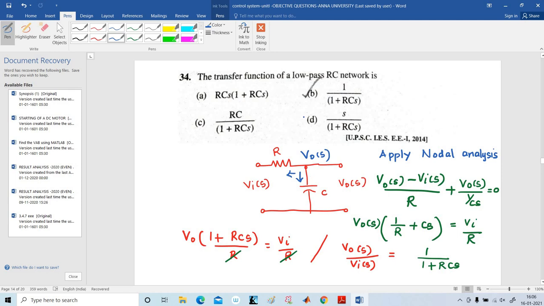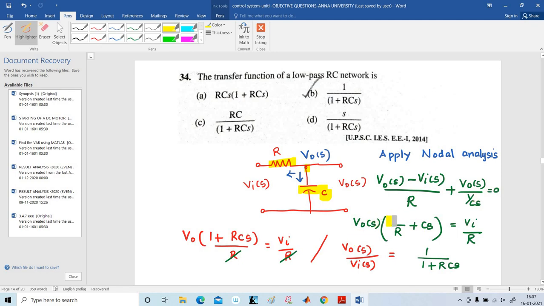And the next problem, the transfer function of the low pass RC network. Here, this is the low pass RC network. In a low pass RC network, first the resistance is connected, then the capacitance is connected, and afterwards I have to apply the nodal analysis here. This node, the voltage is V0 of S. So I have to apply the nodal analysis: V0 of S minus VA of S divided by R plus V0 of S divided by 1 by Cs, that is in the Laplace transformation, equal to 0.